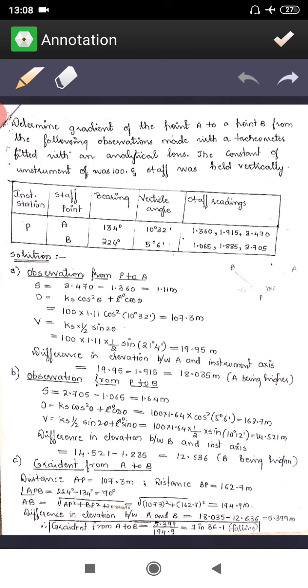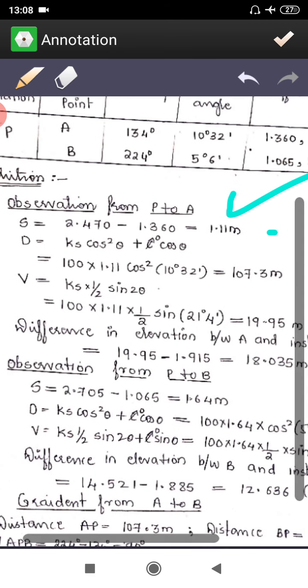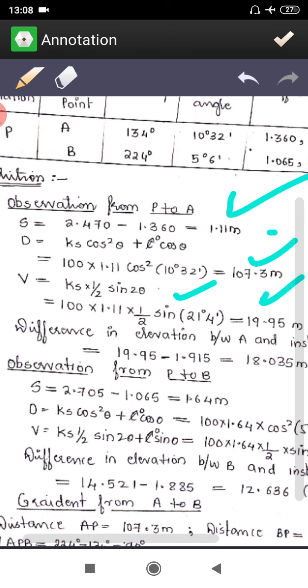So here observation from P to A, see here, yes, we are going to get that, 1.11 meter, and then, right, we are having D is equal to ks cos square theta plus c cos theta. K is 100, C is 0, we are going to get D as 107.3 meter, and you will be having V value as 19.95. Now here K is 100, S is 1.15, sine theta.